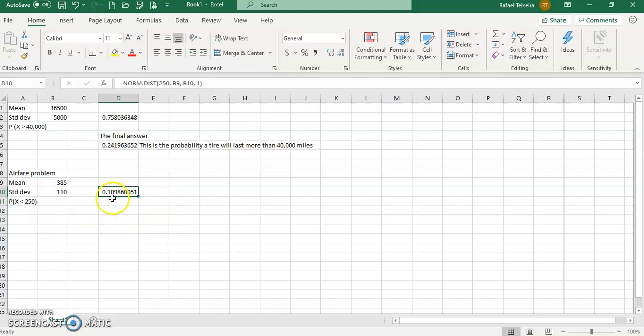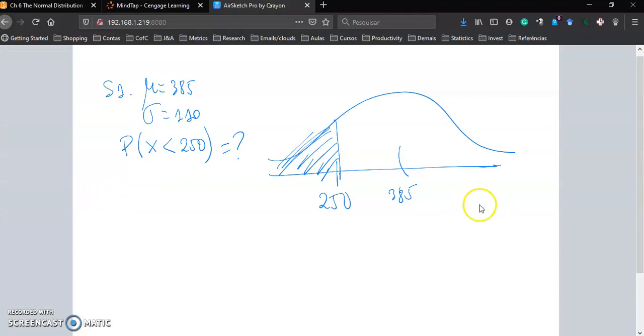So the probability is 0.10. My question for you is, do I have to subtract this number from 1? The answer depends on the tail. If I'm talking about the lower tail, like in here, I don't have to subtract from 1, because what Excel gives us in that formula is the cumulative probability from the lower tail up to this point. So this is what we want to know. We don't need to subtract from 1.